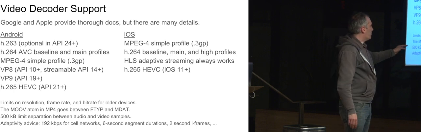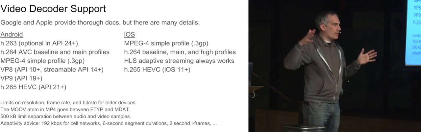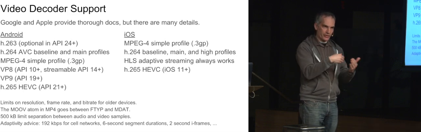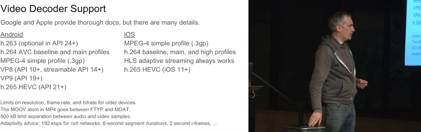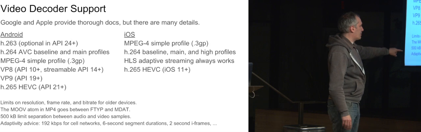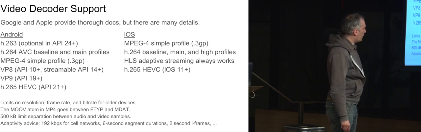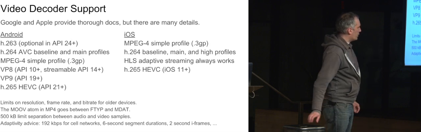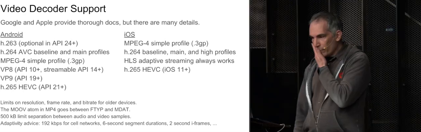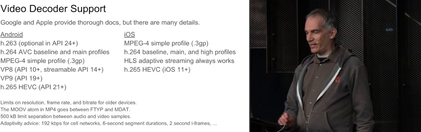It's very important to bound the maximum separation in presentation time between audio and video samples for cache efficiency in the CPU. And there's lots of advice about adaptivity, like be sure to provide low bit rates for cell networks and don't have segment durations that are too long, and advice about iframes and that sort of thing. Anyway, all this stuff is critical. That's all I'm saying at this point.